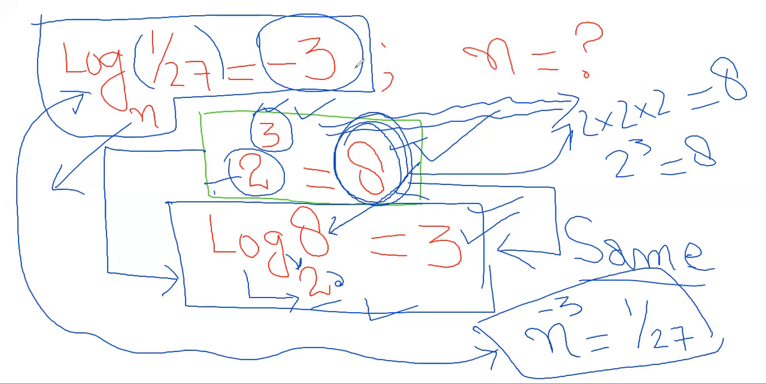So very simple now. Just note down this one. I am just going to switch over to the new whiteboard. Note down this one only: n raised to minus 3 equals 1 over 27. We are looking for n. Can you solve this? Or will you get the value of n?